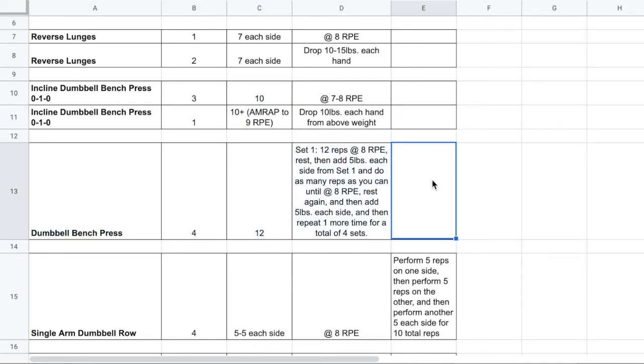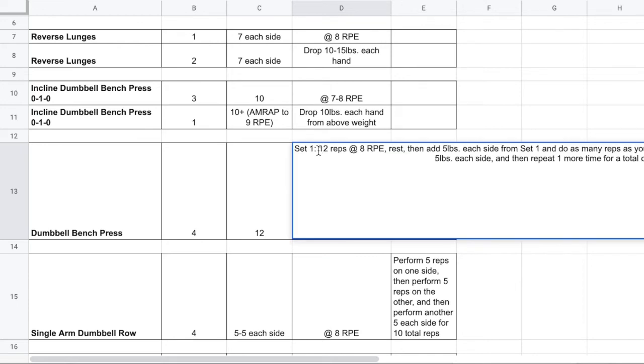Here is a model I like. It's kind of confusing, but hopefully I can explain it. Dumbbell bench press, 4 sets of 12. But in reality, they only have 1 set of 12. They're going to do a set of 12 at an 8 RPE, just like in some other examples here. They're going to rest, just normal rest, 2 to 3 minutes.